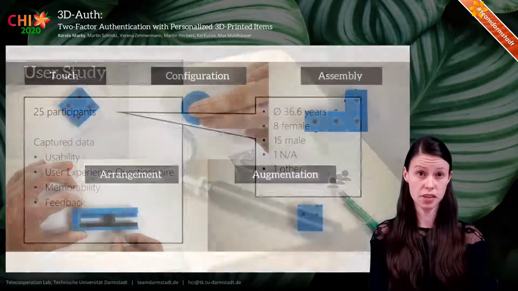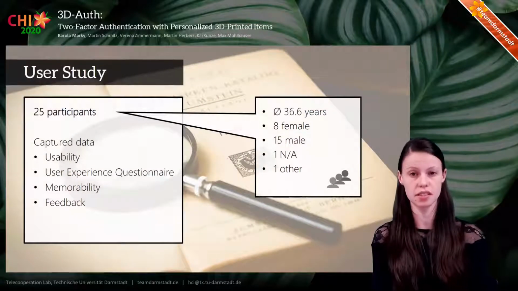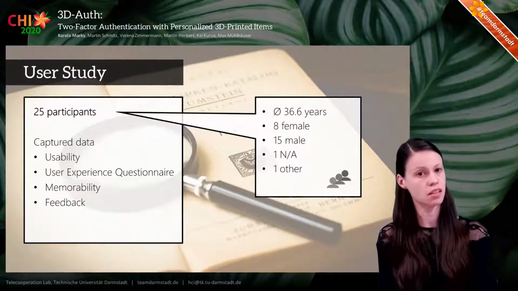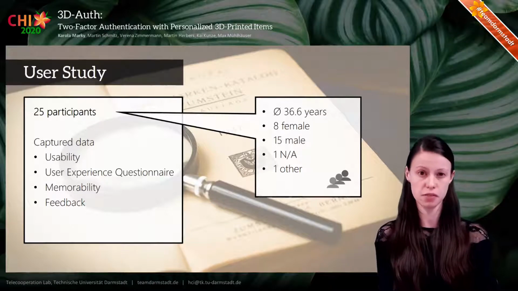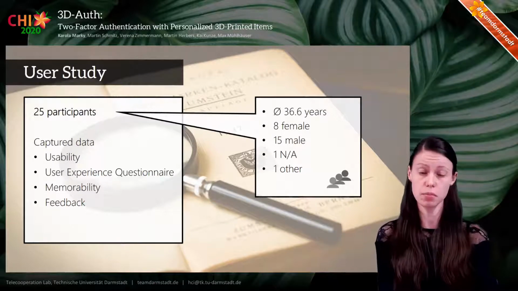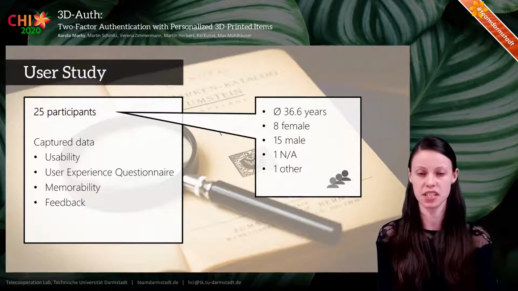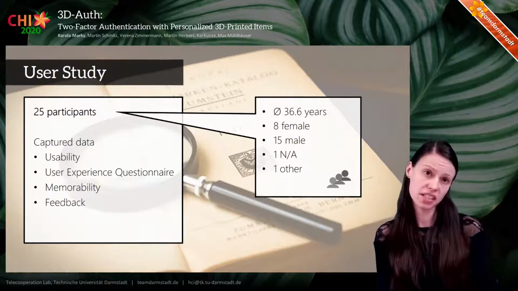To evaluate our items, we did a user study with 25 participants. They were on average 36.6 years old, 8 of them identified as female, 15 identified as male, 1 person preferred not to say, and 1 identified as other.